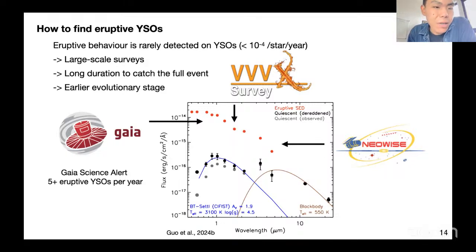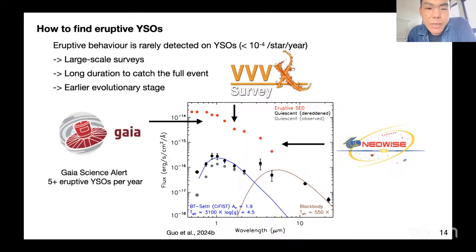So we need to use large-scale surveys. We're also looking for a long-duration survey, which can help us capture the full event of the outburst. We also want to observe the stars in the near infrared or mid infrared, which gives us earlier evolutionary stages of the stars, which have a more unstable accretion disk.